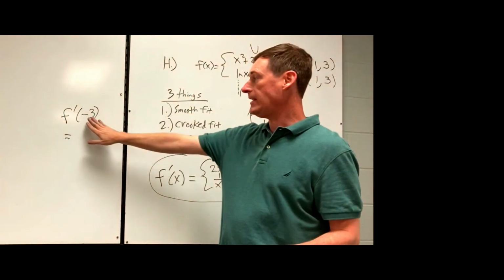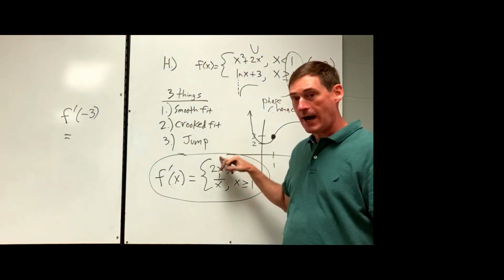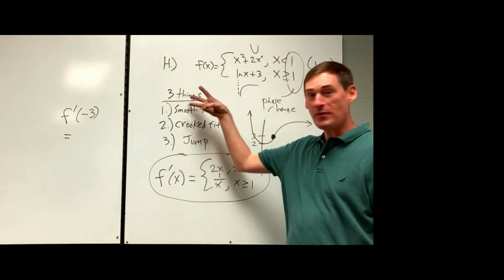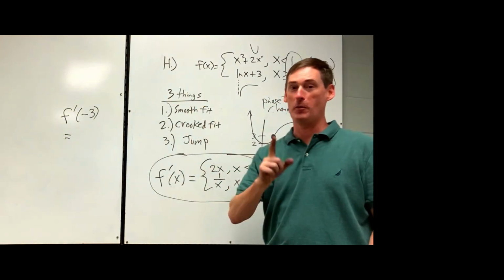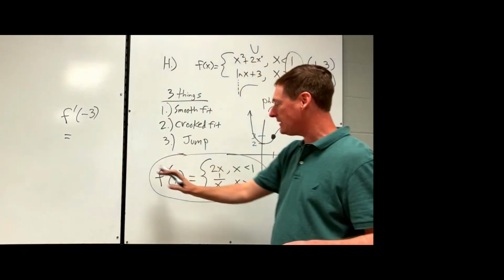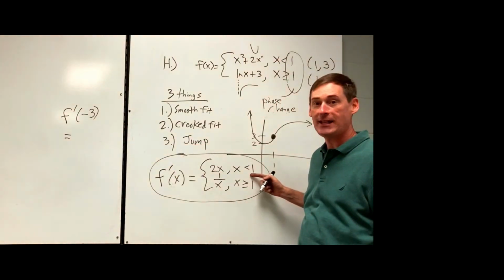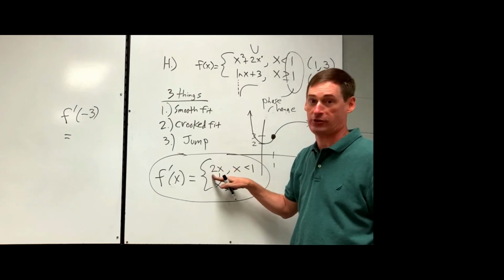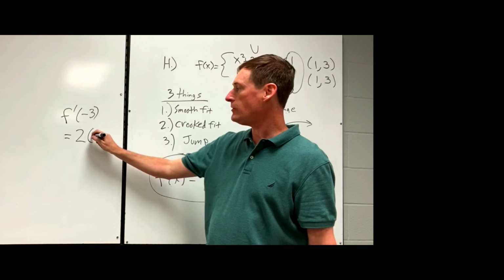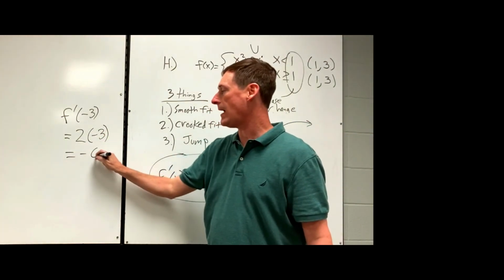Now, I need to plug -3 into the derivative. Here's the question. Do you plug it into the top one, the bottom one, or both? That's another 3 things: top, bottom, or both. Okay, where is -3? -3 is clearly not larger than 1. -3 is less than 1, so you plug it into the 2x formula, not the 1 over x formula. So 2 times -3. Just put -3 right into that formula, and you get -6.